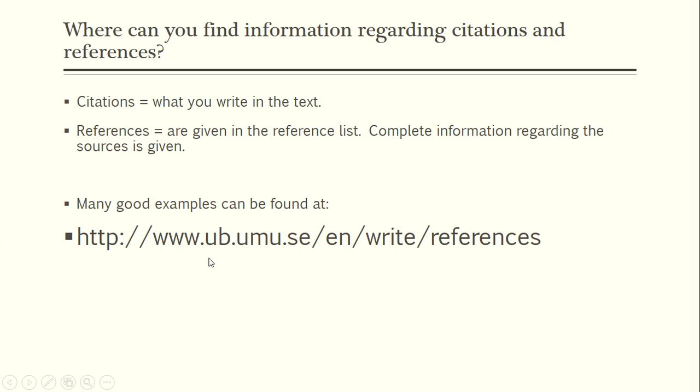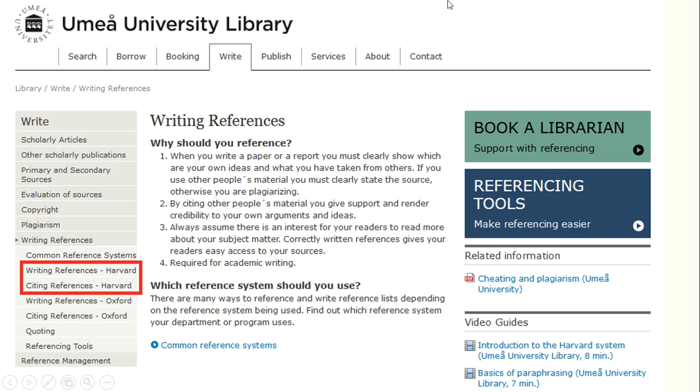But if you go to Umeå University Library and to this web page right here, then you can find very good examples of how to write various different types of references and how to cite using the Harvard APA system, for example. When you go to the web page, it will look like this, and then in the list here to the left, you have writing references, Harvard, citing references, Harvard. So this is where you want to go and find out exactly how to do this. They also have video guides that go into this more in depth than I have done as well. So I strongly recommend this page.